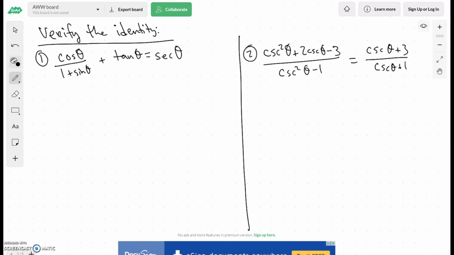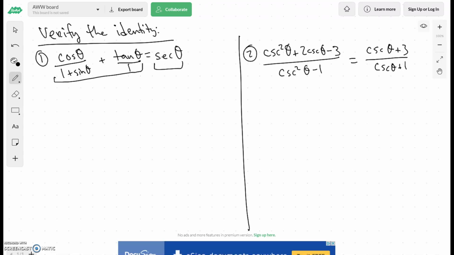I notice first that there's two different terms, and on the right hand side, I notice that there's only one term. So I want to be able to combine my left-hand side together to make it one term. So that means that I'm going to have to combine cosine over 1 plus sine theta plus tangent theta. So I need to combine those two together. So since one of them is a fraction and the other one can be put as a fraction, all I got to do is find the least common denominator.